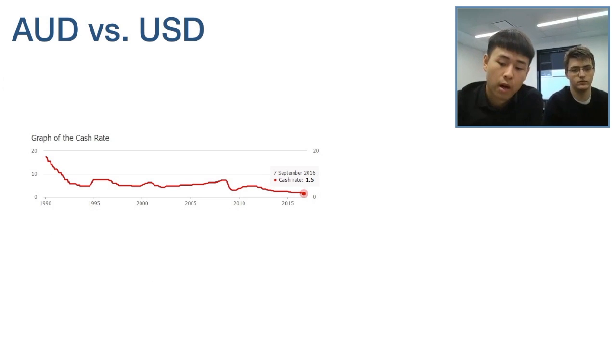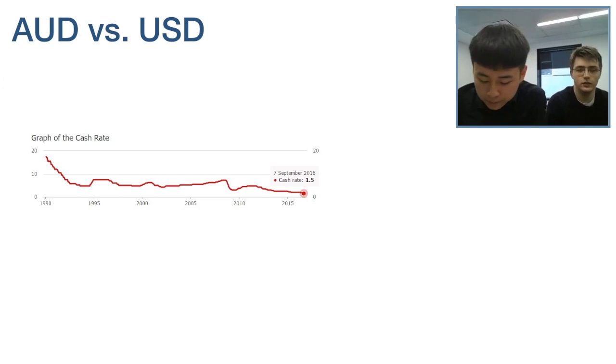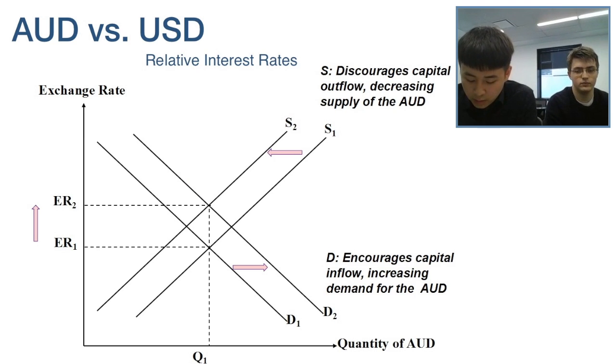Secondly, I'm going to talk about interest rate. According to the Reserve Bank of Australia, the interest rate in Australia is 1.5% in 2016. For America, the interest rate is 0.5%. So Australia has a higher interest rate than the US.